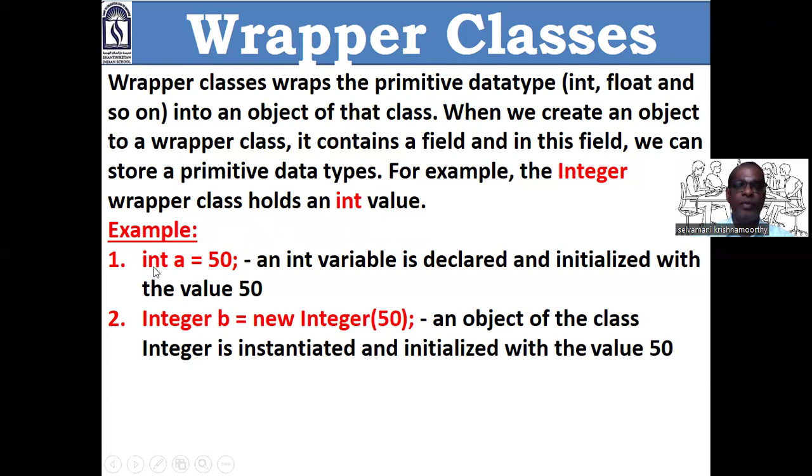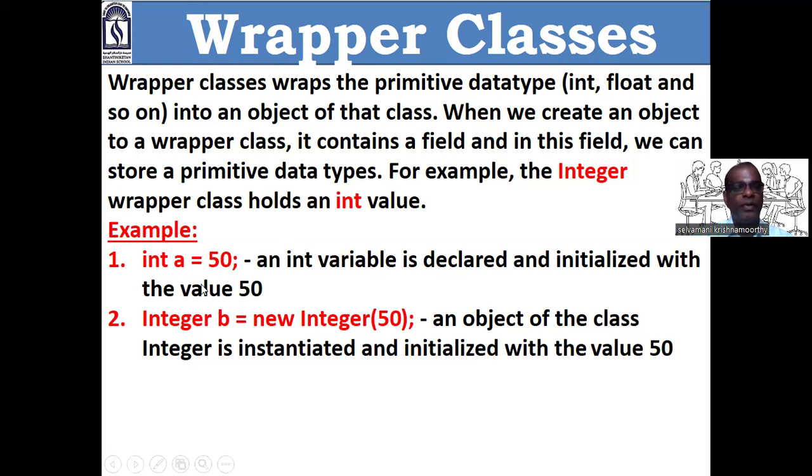See it here, you know very well, int a = 50. What does it mean? a is a variable declared under the int data type. In that variable a, the value 50 is assigned. Am I right? Simple. An int variable is declared and initialized with value 50.